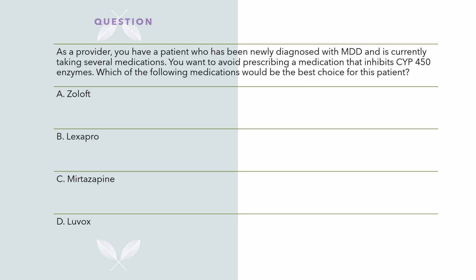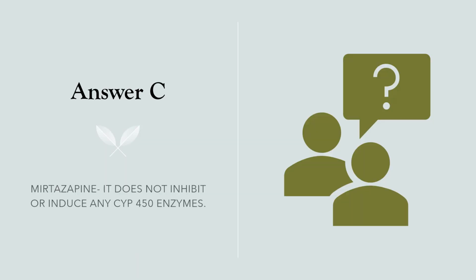All right, question time. As a provider, you have a patient who has been newly diagnosed with major depressive disorder and is currently taking several medications. You want to avoid prescribing a medication that inhibits the CYP450 enzyme. So which of the following medications would be the best choice for this patient? Would it be A, Zoloft, B, Lexapro, C, mirtazapine, or D, Luvox? And the answer is C, mirtazapine. It does not inhibit or induce any CYP450 enzymes. As we mentioned, all SSRIs inhibit CYP2D6.